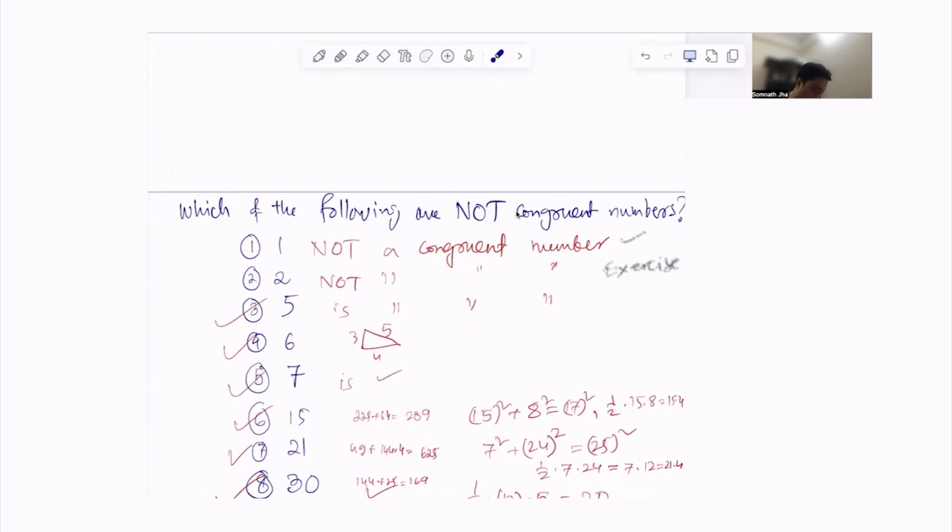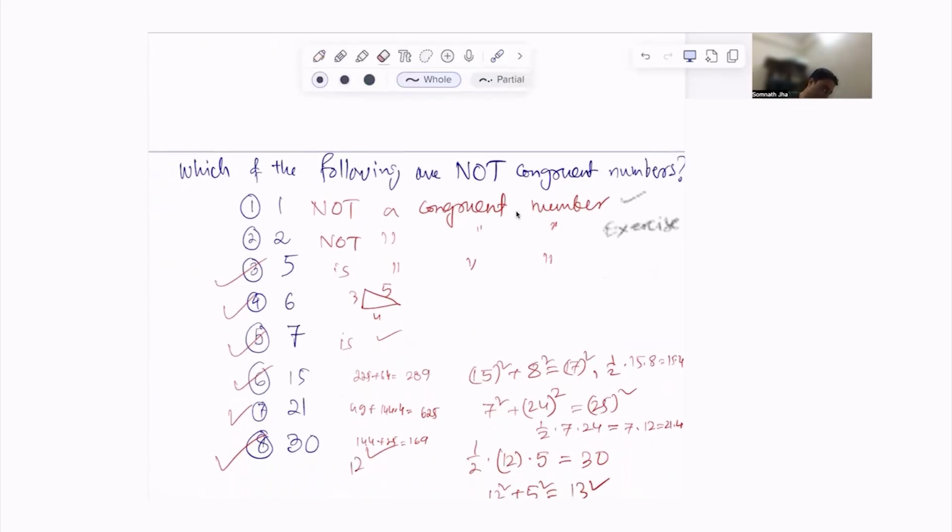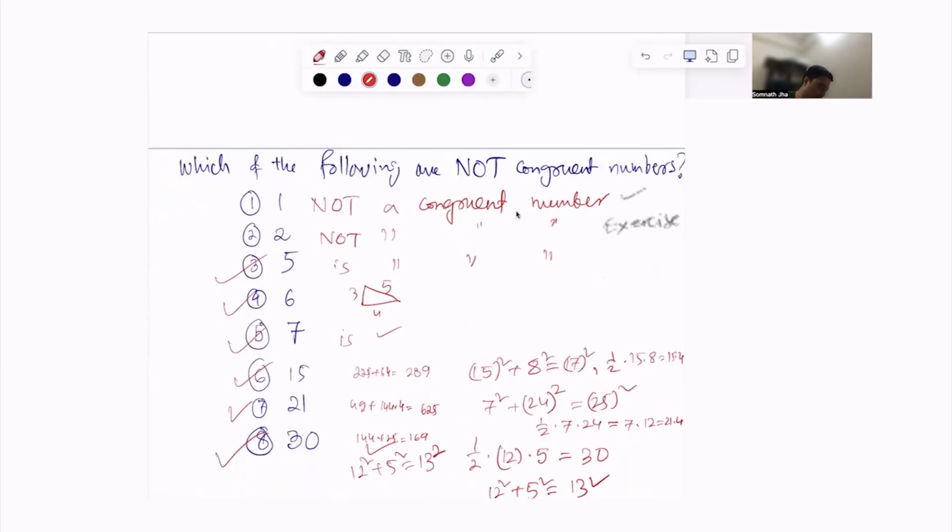And we have 144 plus 25 is 169. So 144 is 12 squared and 25 is 5 squared, so that is 13 squared. Right? 12 squared plus 5 squared is 13 squared. And half into 12 into 5 is 30. Okay, so 30 is a congruent number.